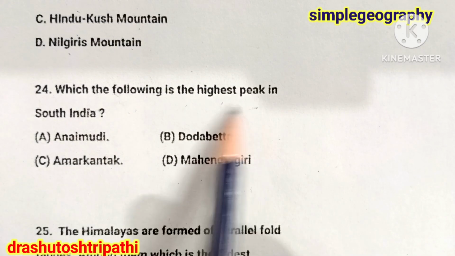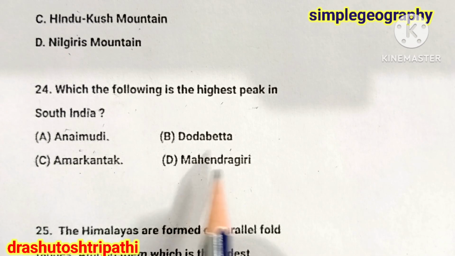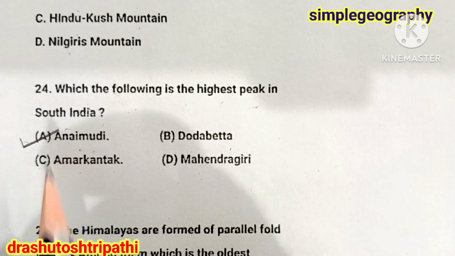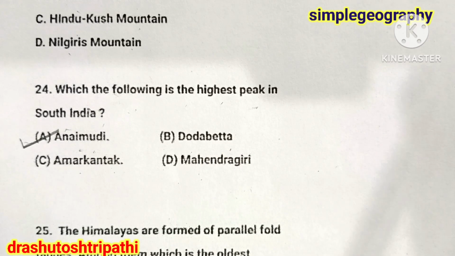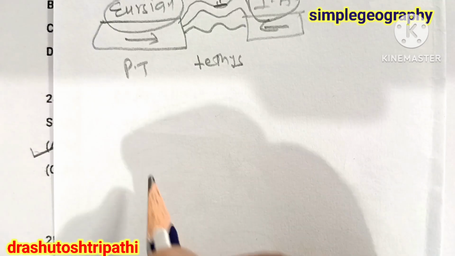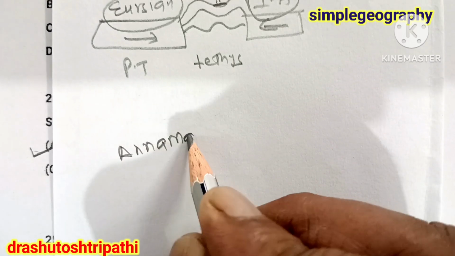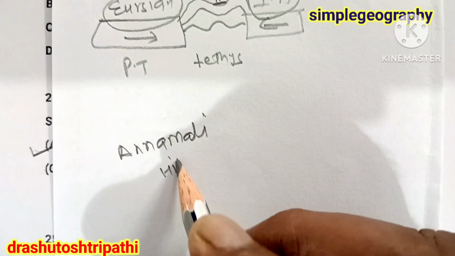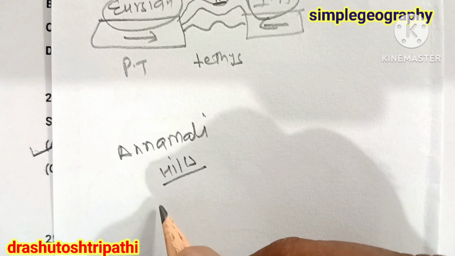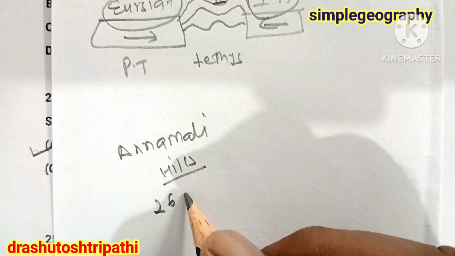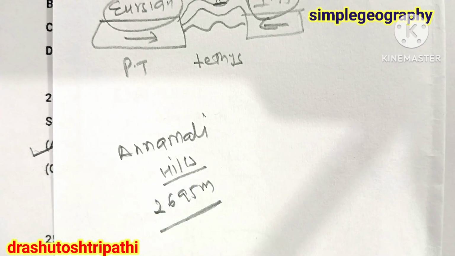Which of the following is the highest peak in South India? Anaimudi, Doda Betta, Amarkantak, Mahendragiri. The answer is A. Anaimudi. Doda Betta, it is located in which hills? In the Nilgiri Hills, on the border of Kerala and Tamil Nadu, and its height is 2,695 meters. It is the highest peak of South India.